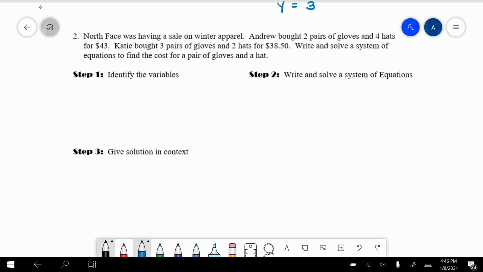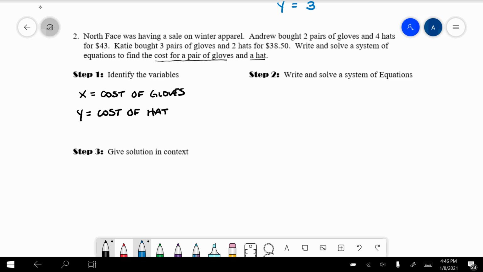All right. North Face was having a sale on winter apparel. Andrew bought 2 pairs of gloves and 4 hats for $43. Katie bought 3 pairs of gloves and 2 hats for $38.50. Write a system of equations to find the cost for a pair of gloves and a hat. So that right there is what I'm going to assign for X and Y. X is going to be the cost of gloves, and Y is going to be the cost of the hat.